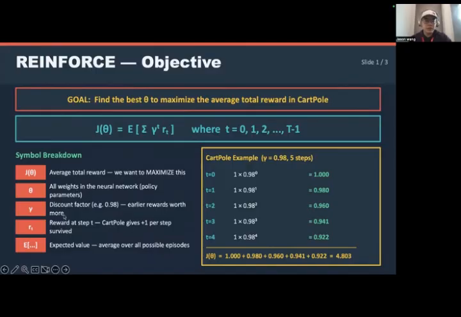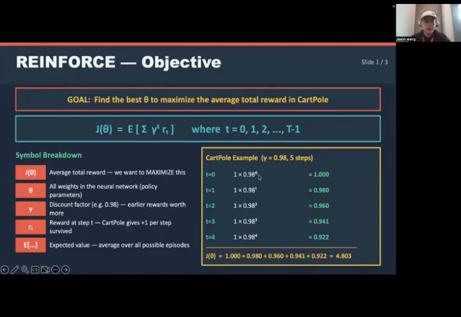And gamma is a discount factor, for example, 0.95. It makes earlier rewards more valuable than later ones, because earlier actions have a bigger impact on the whole episode. The next one, R sub t, is the reward at each step. Like in CartPole, every step survived gives plus 1 point. And E is an expected value. It means averaging over many episodes.